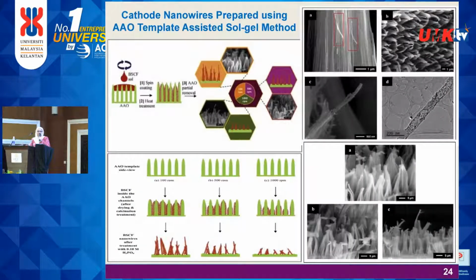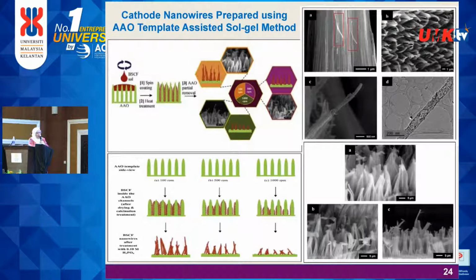We also modify the cathode structure in terms of normal practice. We go for the nano powder. We also try to use the nano tube or nano rod. What happens to the electrochemical reaction if we use the powder compared to the nano rod? We prepare this nano tube or nano rod using the AAO template-assisted sol-gel method.